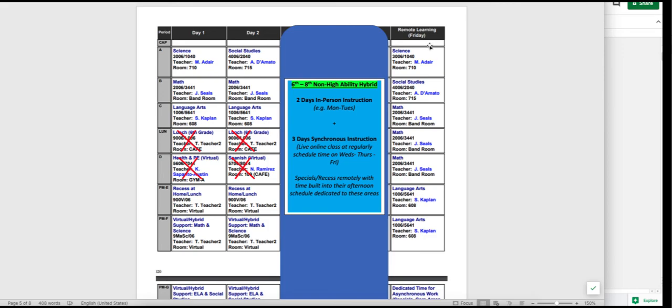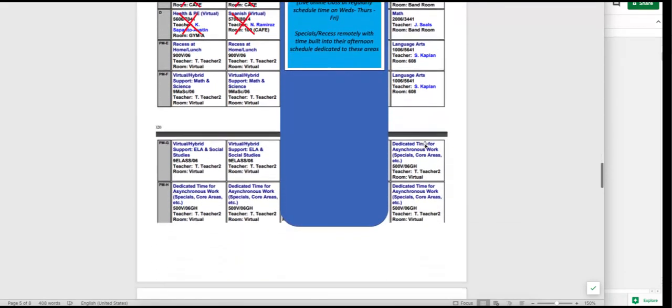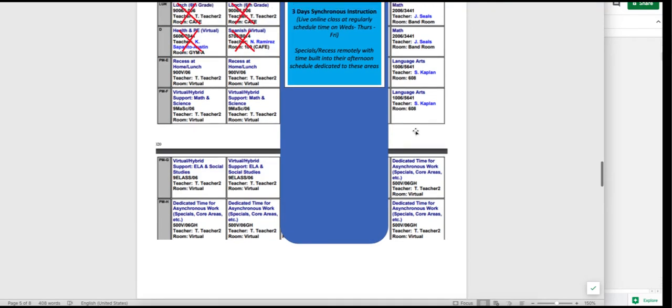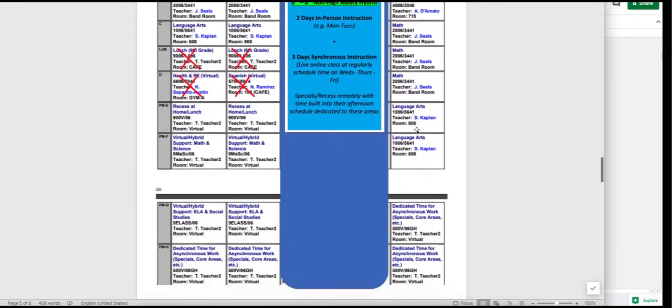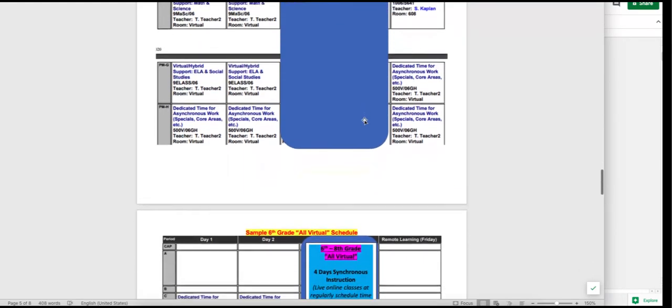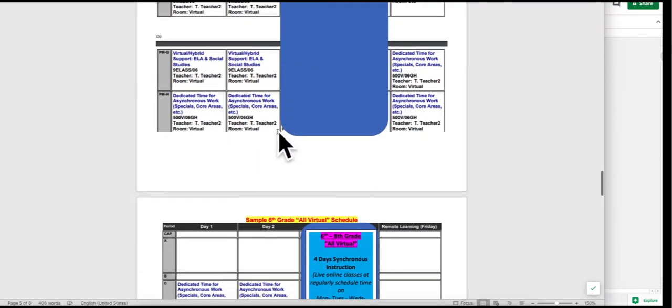And then on the remote learning day on Friday, they have all of their classes, including their specials, which will allow time for them to work on that asynchronous work, which is right there.